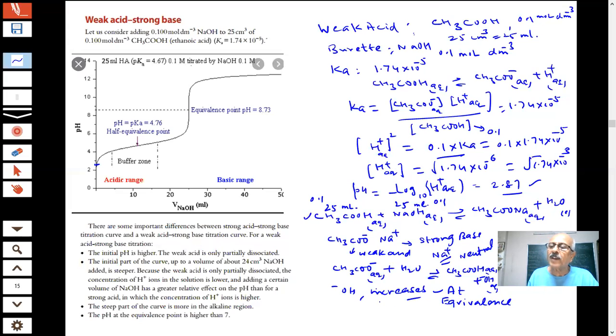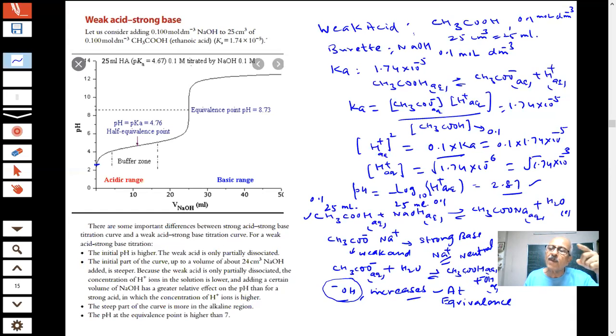If the OH⁻ concentration is more at the equivalence point, then what will be the pH? It will be less than 7, equal to 7, or more than 7. Tell me, at the equivalence point, what will happen? You have a larger amount of OH⁻ at the equivalence point. Why? Due to hydrolysis of the salt. The salt is coming from a weak acid and a strong base. It produces OH⁻ ions.